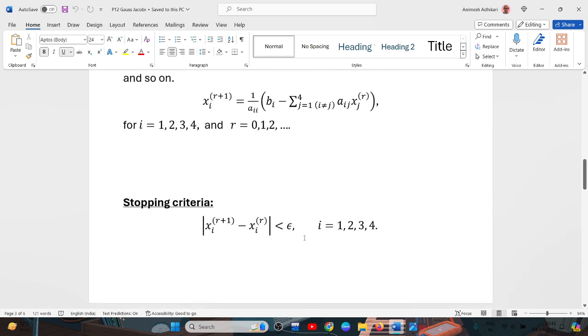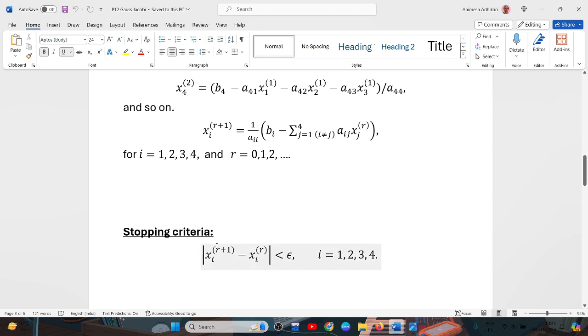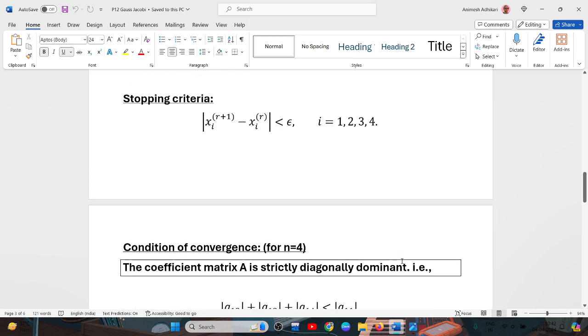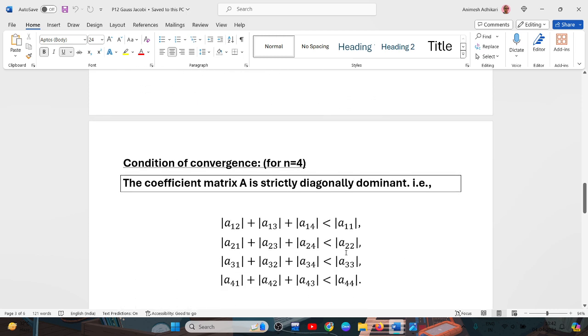Now, the stopping criterion is that when the modulus of xi in the (r+1)th step minus xi in the rth step is less than the tolerance level, for i equal to 1, 2, 3, 4, then we stop this iteration. And the condition for convergence, for n equal to 4, is that the coefficient matrix A is strictly diagonally dominant. That is, modulus of a12 plus modulus of a13 plus modulus of a14 is less than modulus of a11 from the first row.